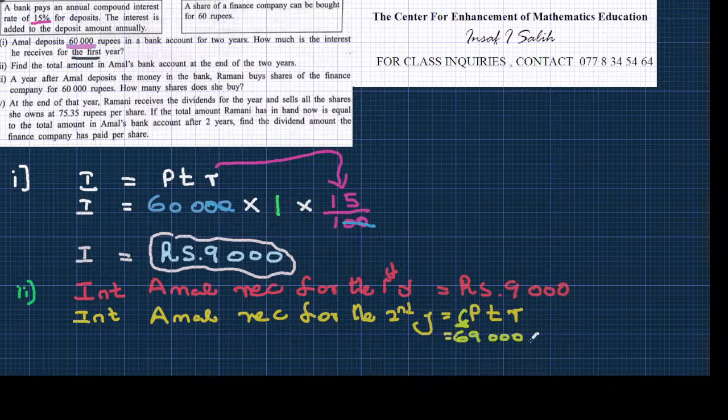Times what's the time period? We're calculating the interest just for the second year. So that's 1 year's time period, because the method that I'm using here is calculating interest for each year. We have already calculated the interest Amal receives for the first year, that's 9,000. Now I'm calculating the interest he receives for the second year. So for a 1 year's time period times the interest rate. The bank is paying an interest of 15% per annum. So that's 15 over 100.